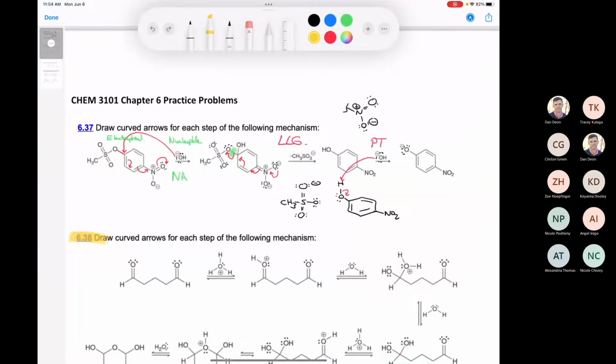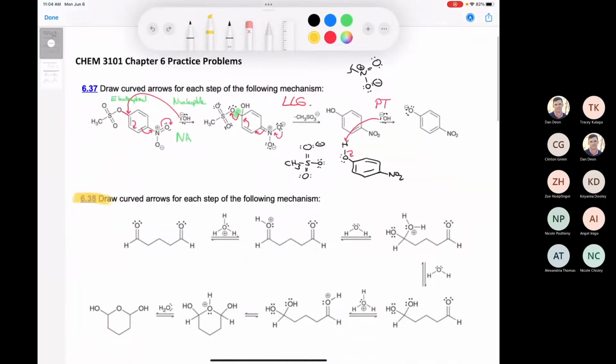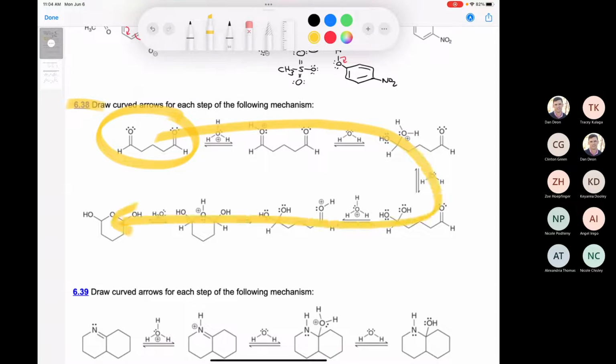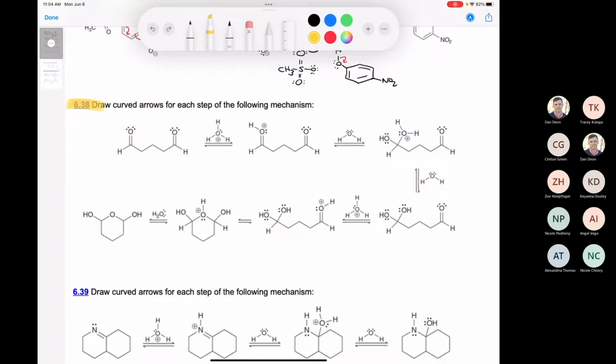Okay, where we left off was at question 6.38. So let's take a look at what's going on here step by step. You notice that this one starts up here and then it goes in this direction. It goes down like this to the final product like that. So let's start at the top.